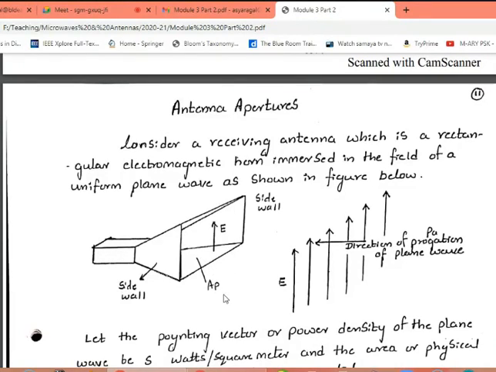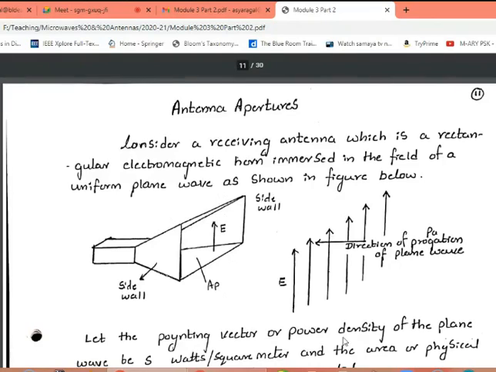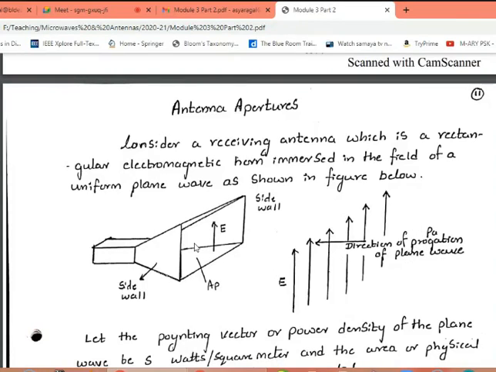whatever physical aperture we have for that particular antenna, that is the physical surface available at the mouth of the rectangular horn antenna. Right? And what about this one? That is the direction of propagation of the plane wave. As it is a receiving antenna, the arrow should be pointing towards the mouth of the receiving antenna. E is the field we have here.